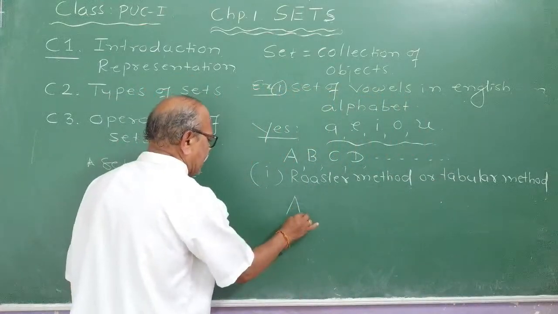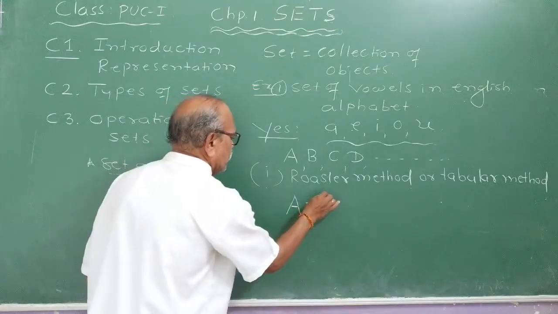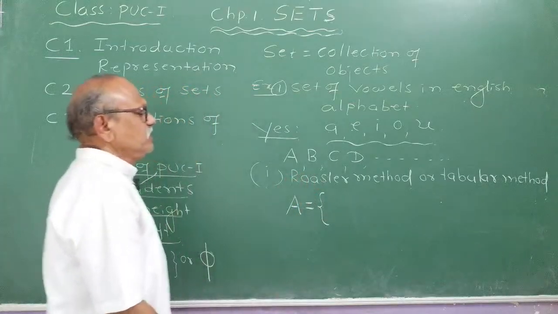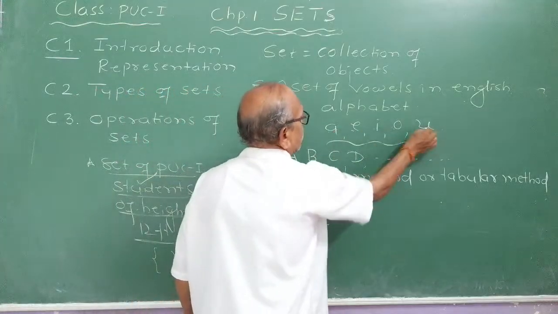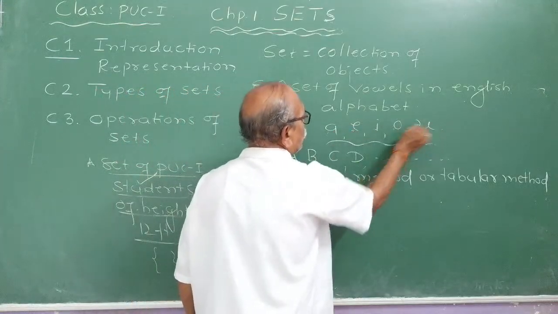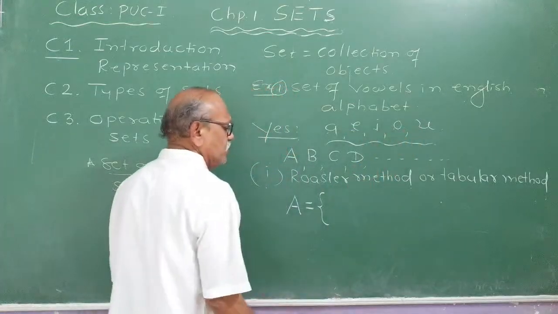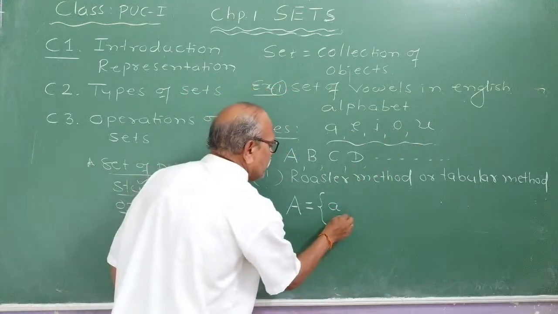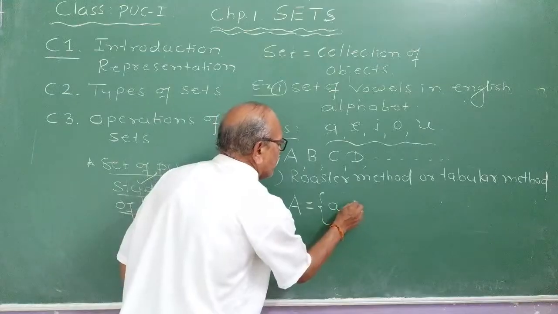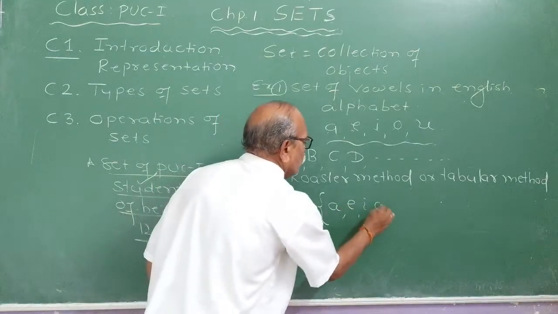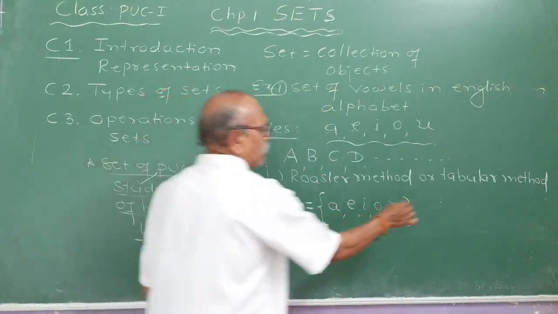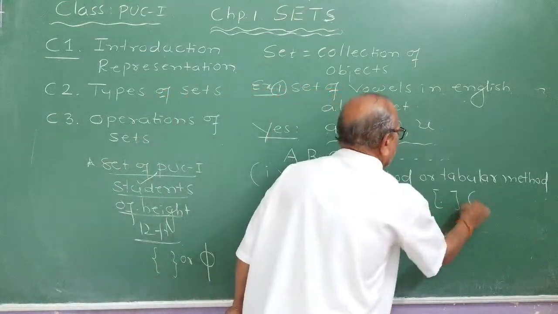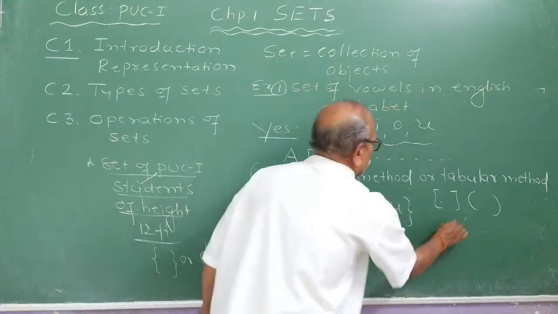We will write it as A is equal to, right? See, this particular set A will contain the elements A, E, I, O, U. These elements of the set are represented inside the bracket separated by commas: A, E, I, O, U. Remember, you have to use only the flower bracket, not the square bracket, not the common bracket. You are not supposed to use them.